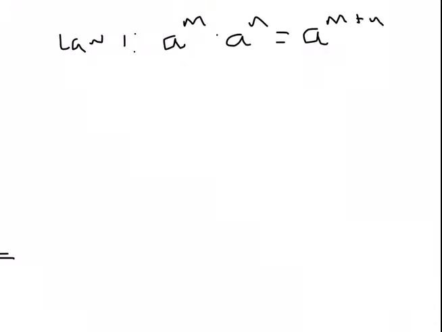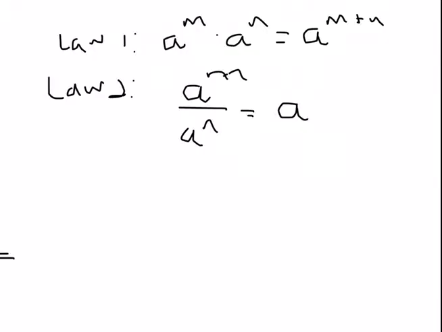Let me just remind you of those laws. Law 1, if you remember, says a to the exponent of m times a to the exponent of n is the same as a to the exponent of m plus n, where you add their exponents. Then law 2 is where you have a to the m divided by a to the n, and therefore we can simply say this is the same as a to the exponent of m minus n.